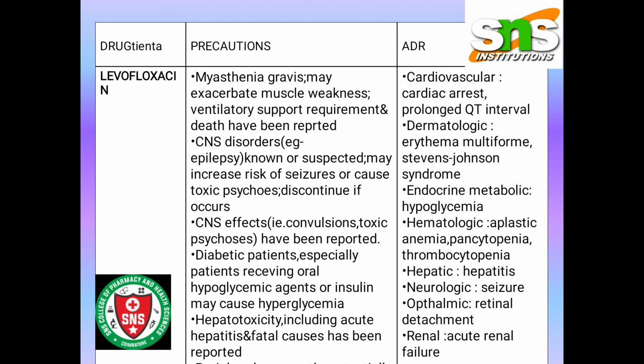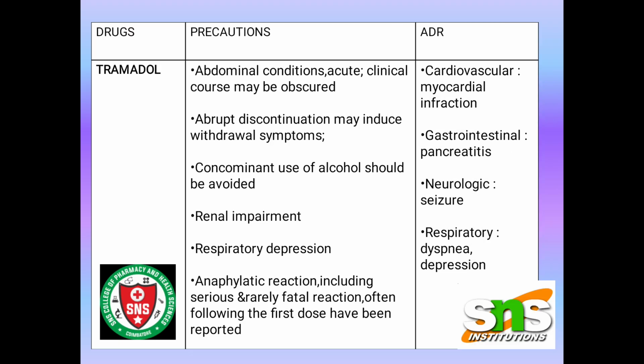And levofloxacin precautions: in myasthenia gravis it may exacerbate muscle weakness; ventilatory support requirement and death have been reported. CNS disorders, for example epilepsy, known or suspected, may increase risk of seizures. Toxic psychosis: discontinue if it occurs. CNS effects have been reported. Diabetic patients, especially those receiving oral hypoglycemic agents or insulin, may experience hyperglycemia. Hepatotoxicity, including acute hepatitis and fatal cases, has been reported.